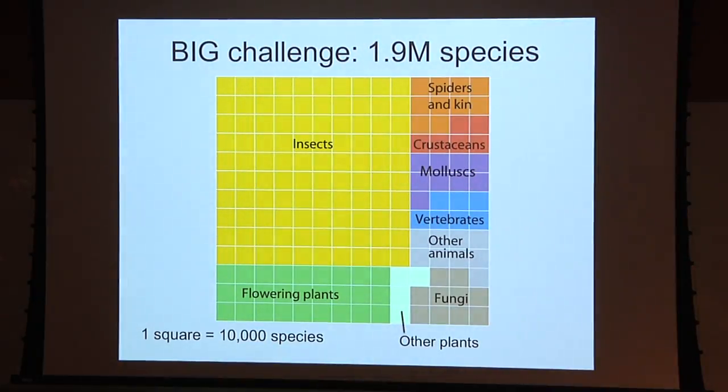So the big challenge that I mentioned is building up the library. And there are just a lot of species out there. For things we've already named, 1.9 million, about 1 million of these are insects, about 70,000 are vertebrates. So this is an ongoing effort to build up the library.